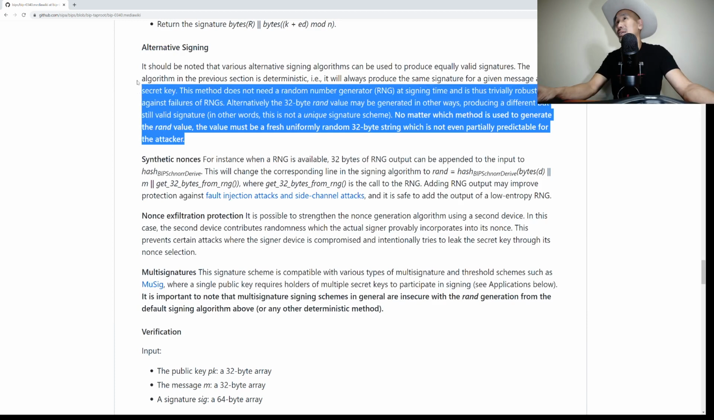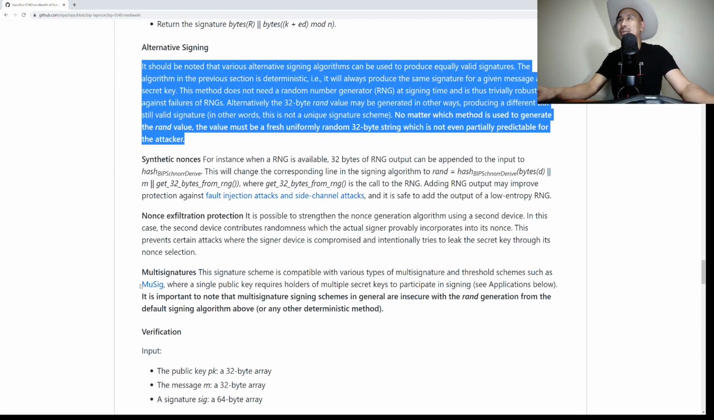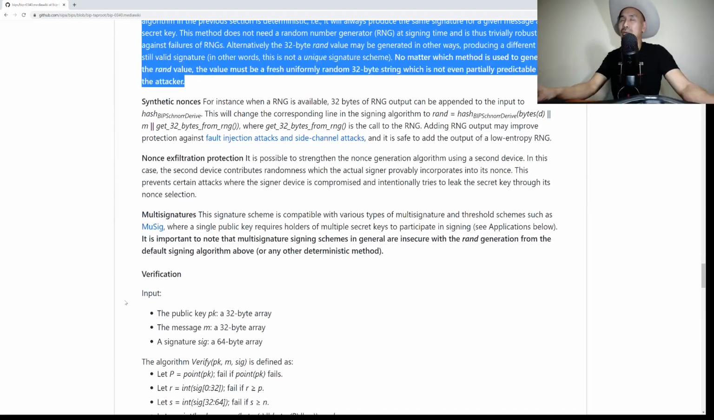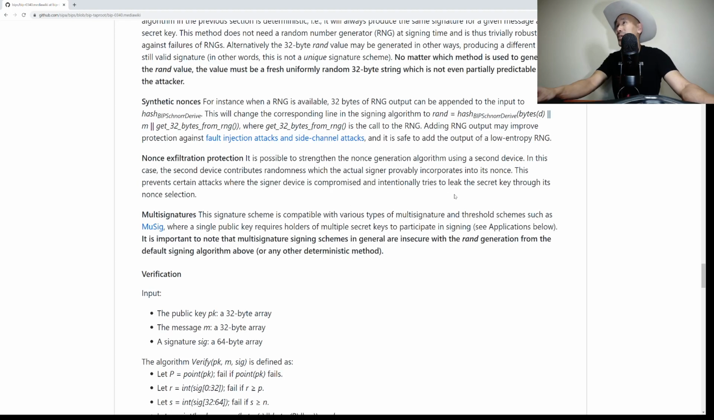What this is saying is that you don't need to use that particular random or K generation algorithm. You can use another deterministic one, or if you really want a random number generator, synthetic nonces. For instance, when an RNG is available, 32 bytes of RNG output can be appended to the input of the hash BIP Schnorr derivative. This will change the corresponding line in the signature algorithm to rand.